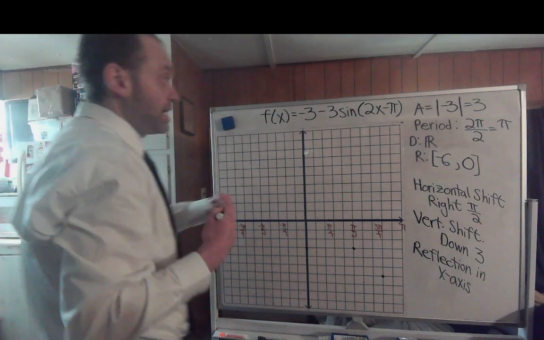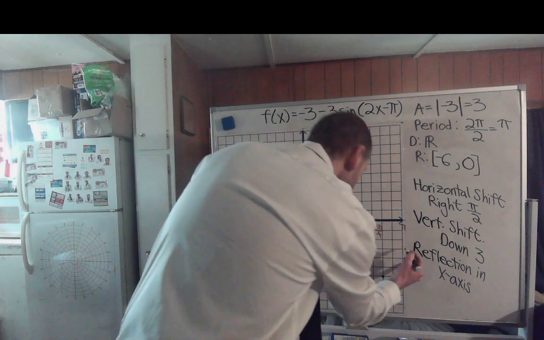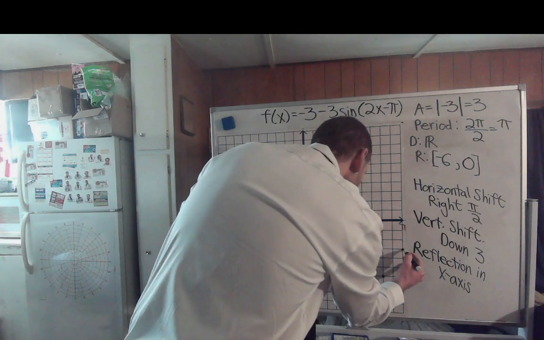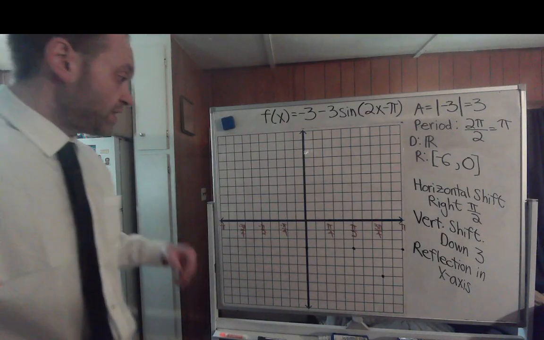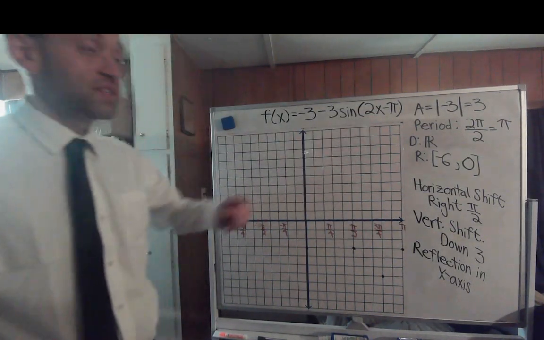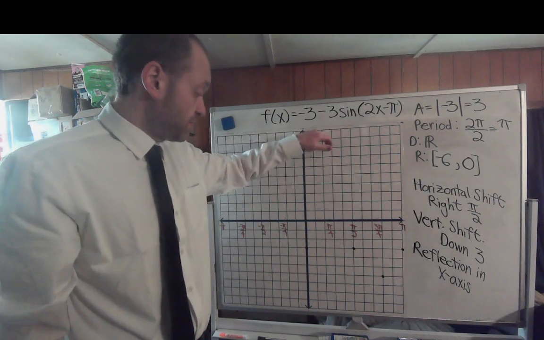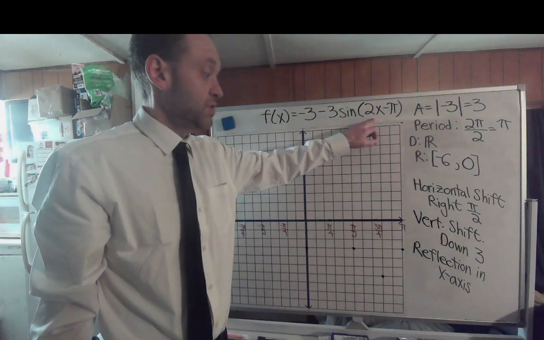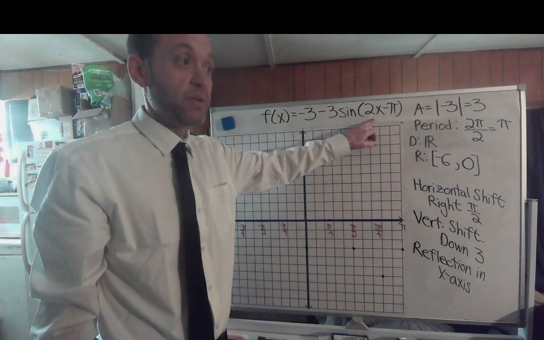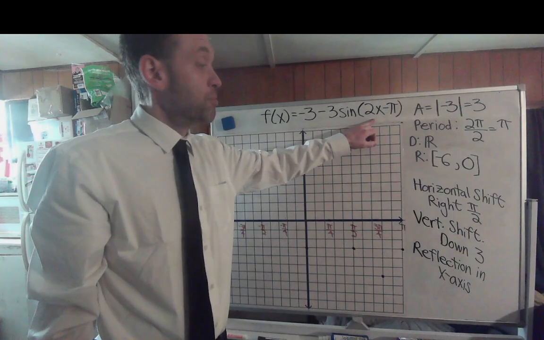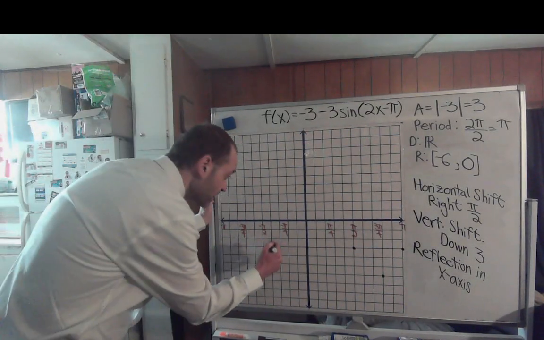And then if I put in pi, I'll get the sine of 2 pi minus pi, which is just the sine of pi. That's 0 minus 3 is negative 3. What a mess, huh? And then if I put in negative pi over 4, that gives me the sine of negative pi over 2 minus pi. That gives me the sine of negative 3 pi over 2. What is the sine of negative 3 pi over 2? That's normally going to be 1. But then I take negative 3 times that. I get negative 3 minus 3. I'll end up getting negative 6.